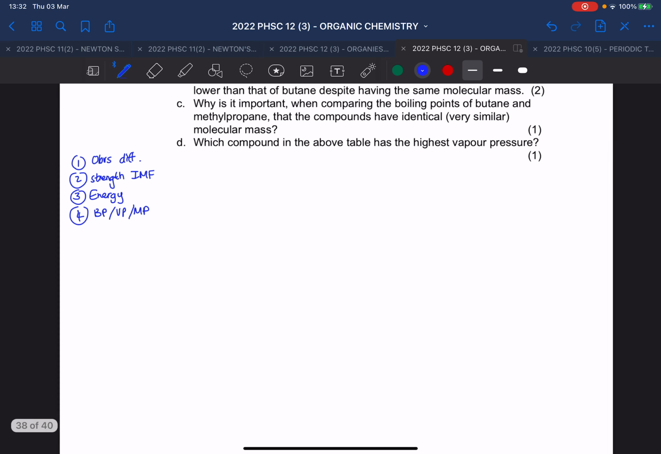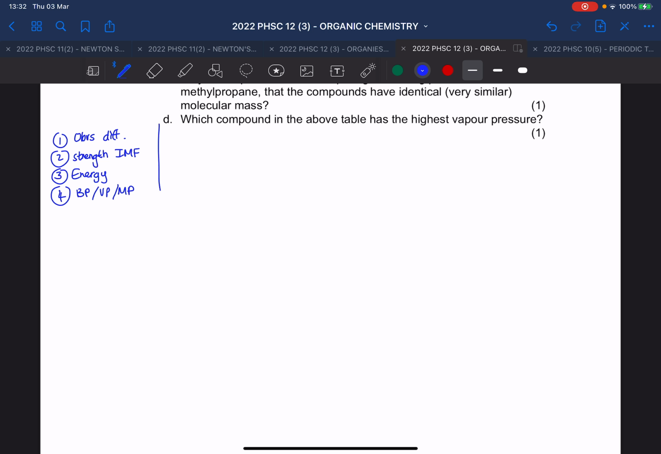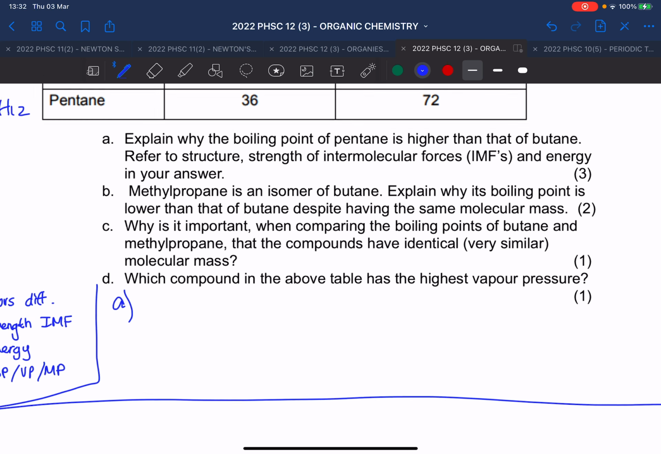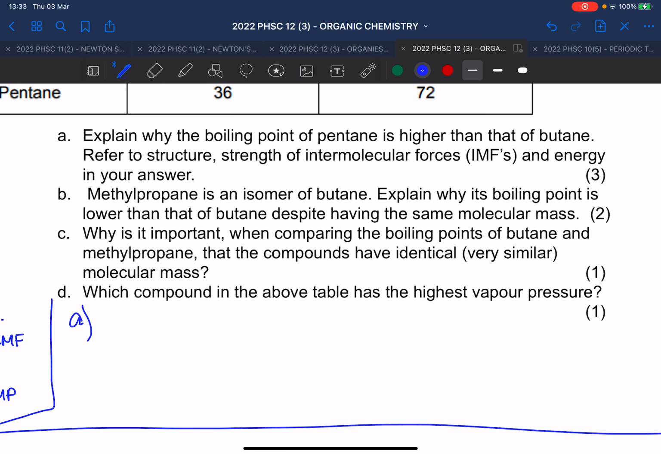I'm just going to show you, this is how I'm going to divide my page up. There, and there for A, B, C, and D. Alright, so they ask you, explain why the boiling point of pentane is higher than that of butane.